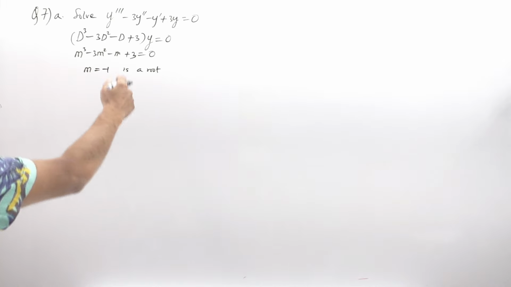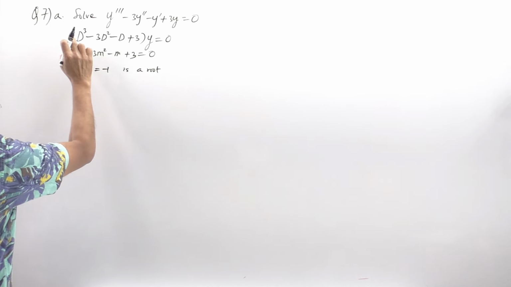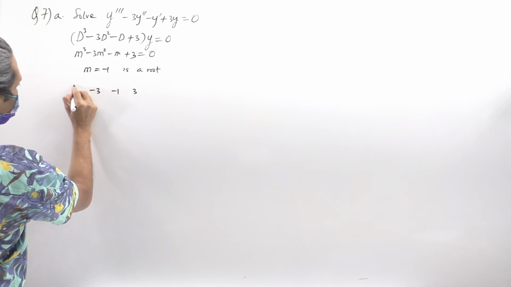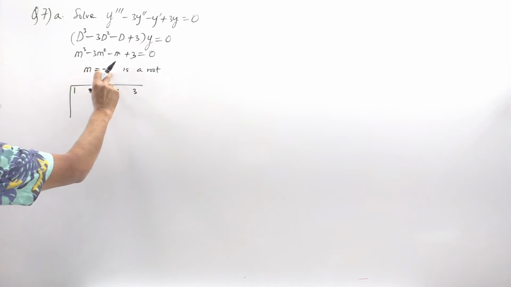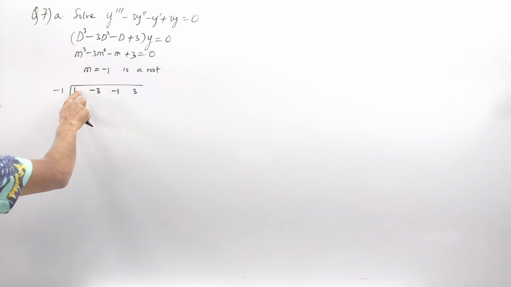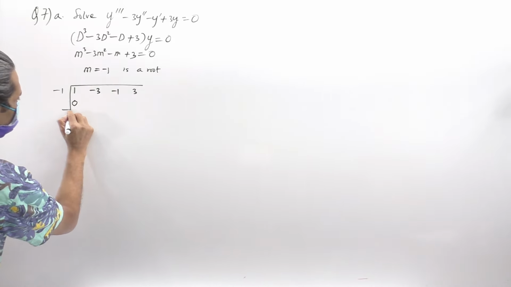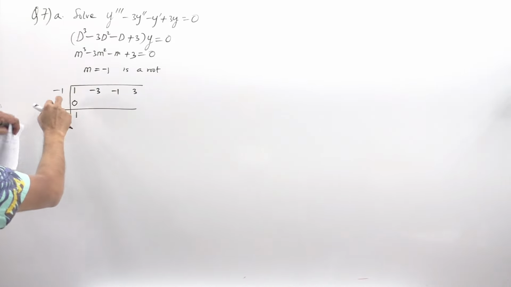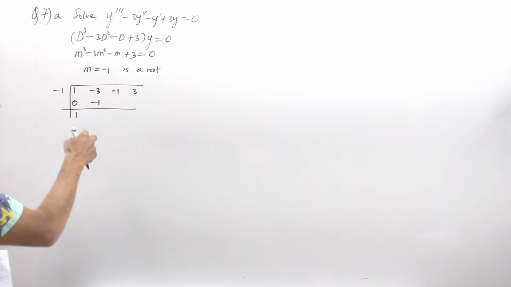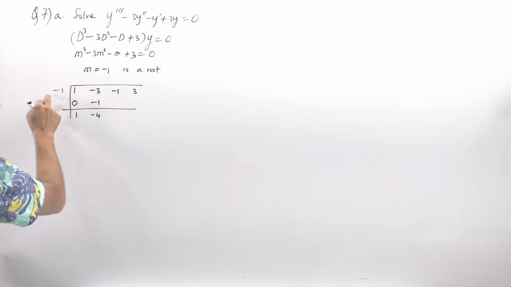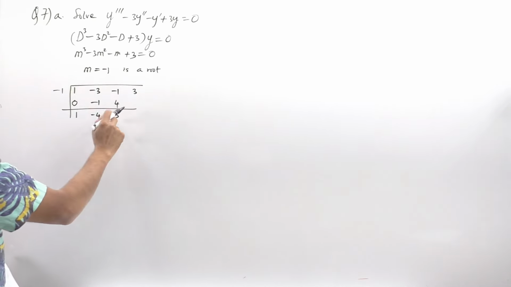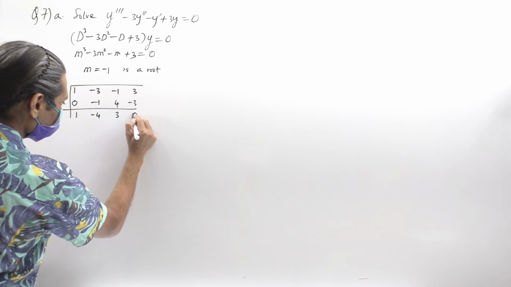Now I will do this using the synthetic division method. The coefficients of D cube are 1, minus 3, minus 1, 3. Now you have to divide by minus 1, that is the key. Below this 1, put 0. Now 1 plus 0 is 1. Now multiply: minus 1 into 1 is minus 1. Add: minus 3 minus 1 is minus 4. Then minus 1 into minus 4 is plus 4. 4 minus 1 is 3. Minus 1 into 3 is minus 3, and this cancels to become 0.